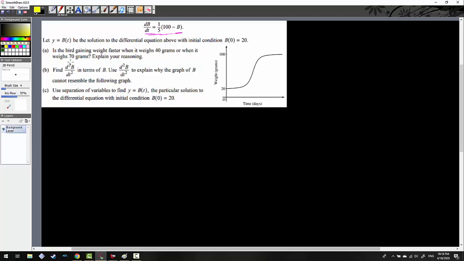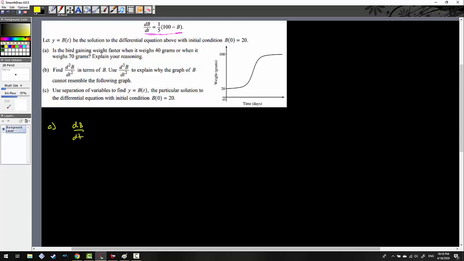So part A says, is the bird gaining weight faster when it weighs 40 grams or when it weighs 70 grams? Explain your reasoning. So we want to find out the rate at which the bird is gaining weight. For that, we need a derivative. Luckily, we are given one. So part A is pretty straightforward.